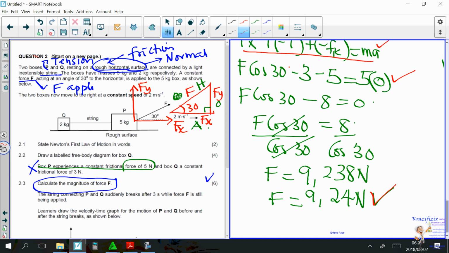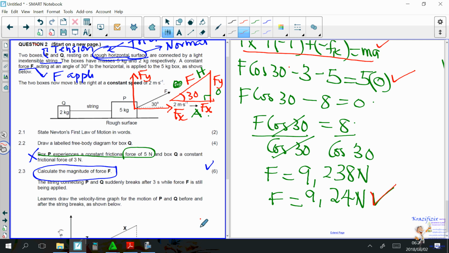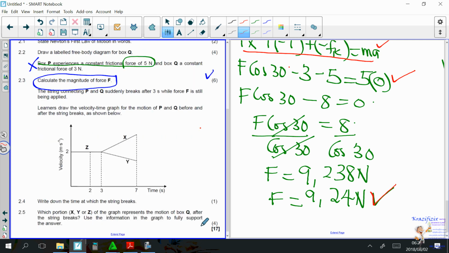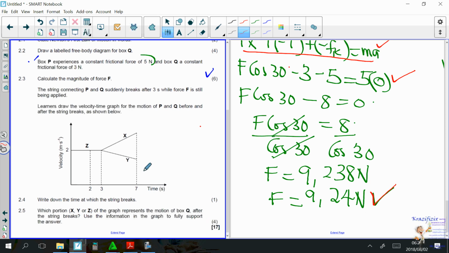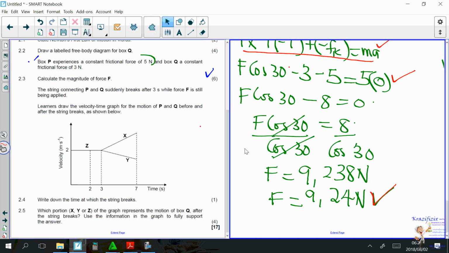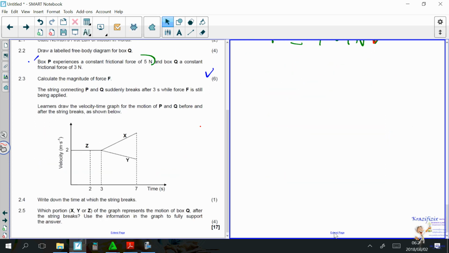Let's look at question 2.4. What is the examiner actually trying to figure out here? The string connecting P and Q suddenly breaks after 3 seconds while force F is still being applied. Let us draw the velocity time graph of the motion. All right, let us draw the velocity time graph. Okay, and we have this graph.